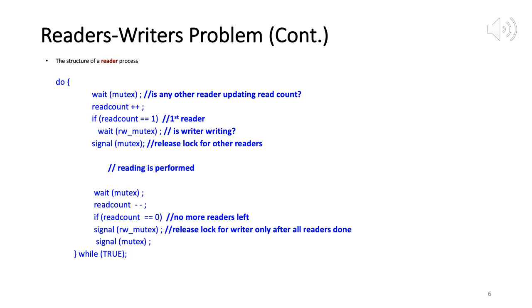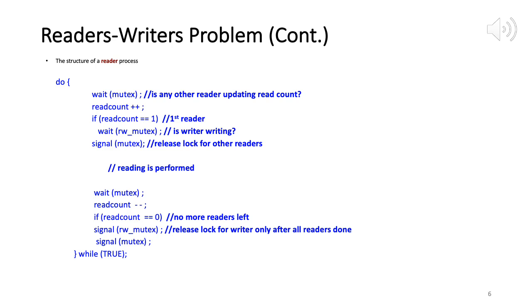For all subsequent readers, they will of course have to acquire the mutex, but will all subsequent readers have to wait on the read-write mutex? No, because only if read count is 1 do you have to wait on the read-write mutex. For the second, third and fourth readers, read count equal to 1 is false, so they don't need to wait on the read-write mutex, and they can immediately go to read one after the other. Of course, all those readers have to acquire the mutex lock before they can modify the value of read count, but they don't have to acquire it for actually performing the reading operation.